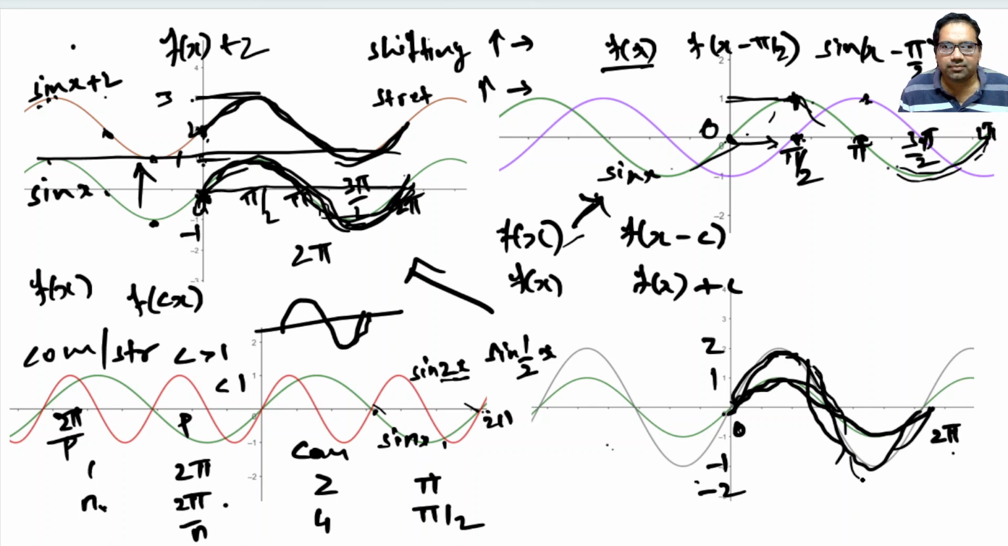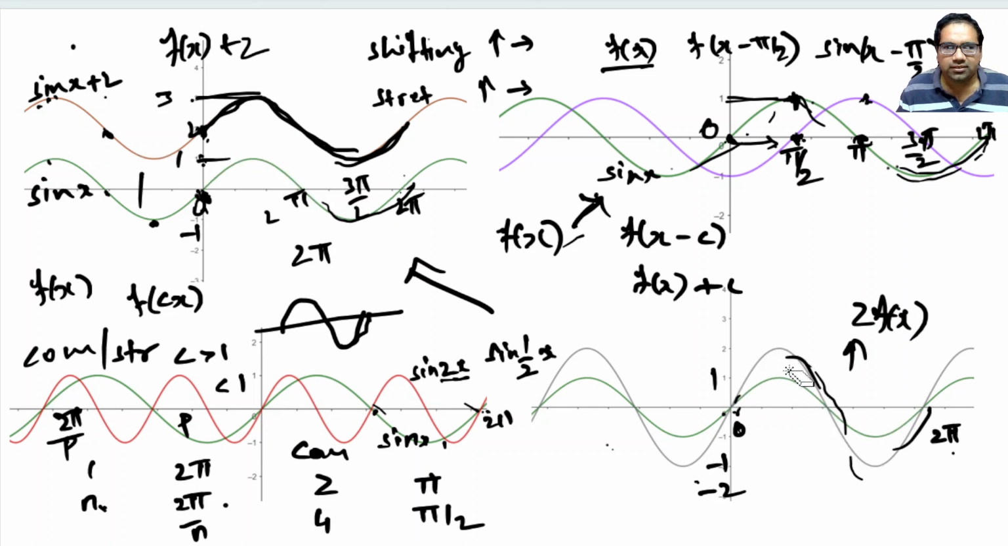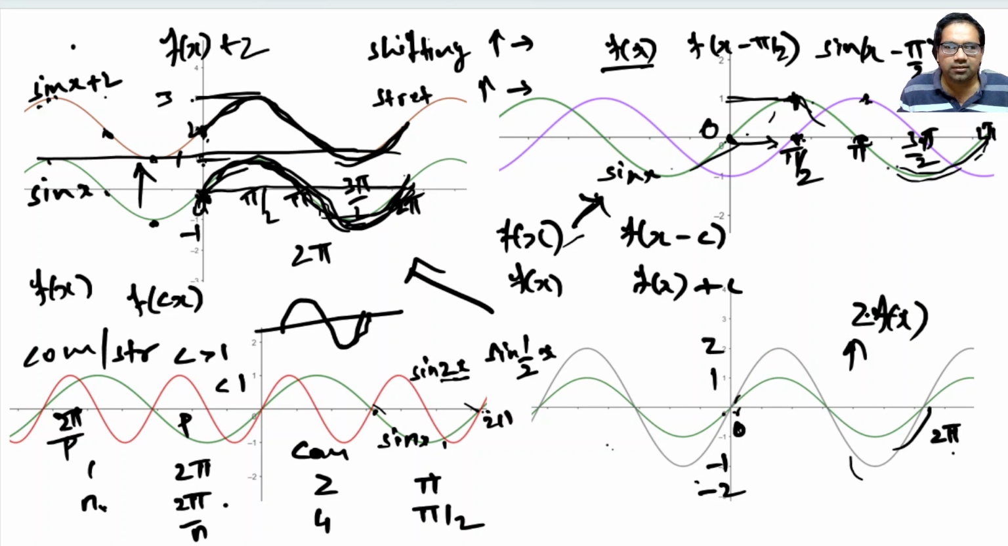Just that the maximum, this graph is stretched upwards. Stretched upwards means f of x is multiplied 2 times. That's why it is stretched upwards by 2 times. Similarly, if it is compressed, instead of this, it was compressed like this, then it means half. Okay, half of f of x. Instead of two times f of x, it can be half of f of x.